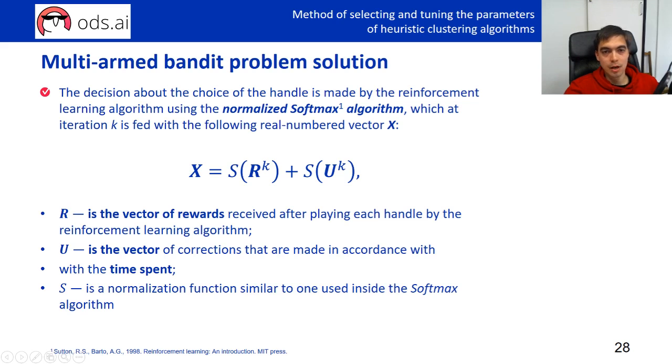So let's move forward. An important part of the proposed method is the solution of the multi-armed bandit problem. That is the determination of the strategy for making decisions on the choice of the next handle. So what strategy should we apply to choose the next handle on each iteration? It is proposed to use the so-called normalized softmax algorithm, which takes into account both the vector of rewards that we call R from all the handles at each iteration, and the vector of time corrections that we call U.